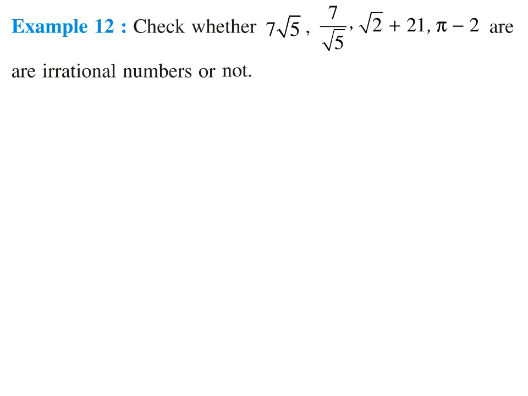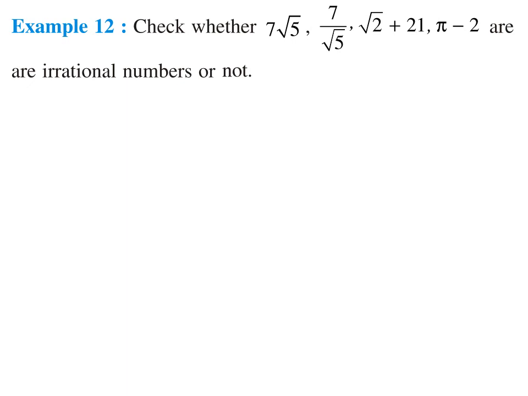So I am doing it with the decimal property, but you can directly say that root 5 is irrational, so 7 root 5 is also irrational. 7 by root 5 is also irrational. Root 2 is irrational, but 21 is rational, but the addition of both will be irrational. Similarly, pi is irrational and 2 is rational, so the difference is also irrational.